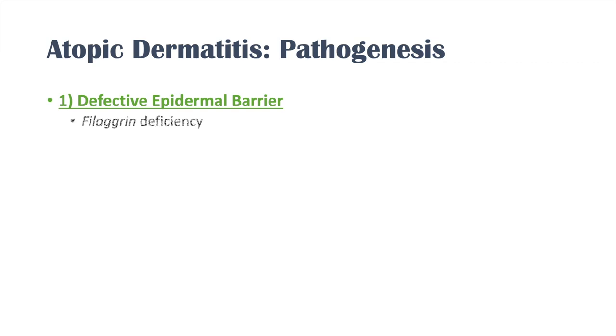So what causes atopic dermatitis in the first place? The pathogenesis of atopic dermatitis involves 2 separate categories. The first is a defective epidermal barrier. So this makes sense. Atopic dermatitis is an issue with the skin, and the epidermal barrier is your skin, so something is defective with this. And it's actually related to a protein known as filaggrin. With regards to atopic dermatitis, often cases will have a filaggrin deficiency.